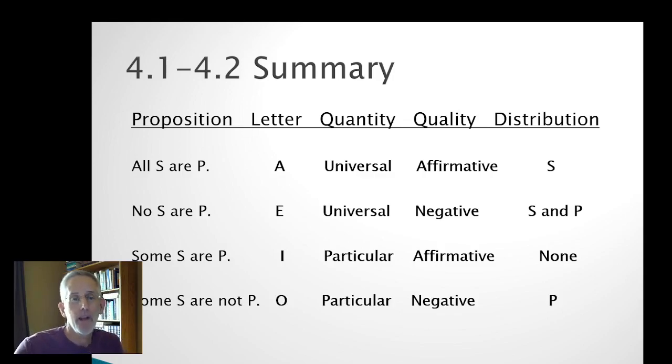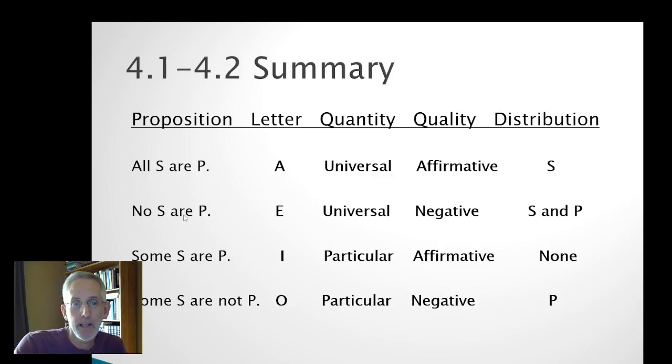So if we're dealing with an A-form proposition here, all S's are P's, the quantity is universal because we're making a claim about every member of the S class. The quality is affirmative because there's not a no in there anywhere. There's nothing negative. And the term S is distributed.